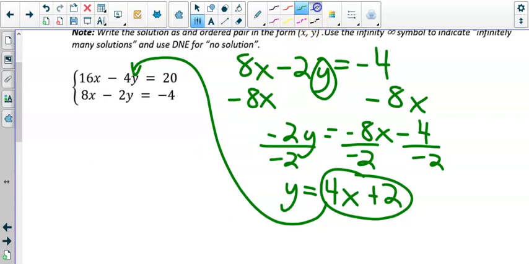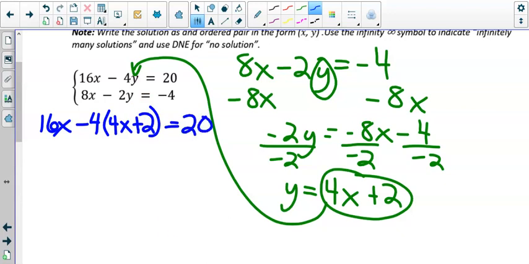So now we've got 16X minus 4. Oh, I see a Y. What's Y again? 4X plus 2 equal to 20. All right, so now we start solving. First thing is get rid of the parentheses. How do we do that? Yeah, you got to distribute.